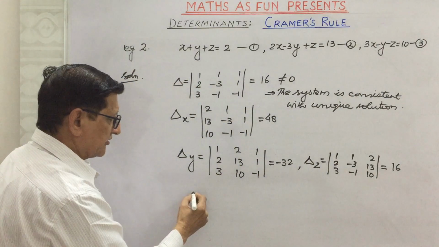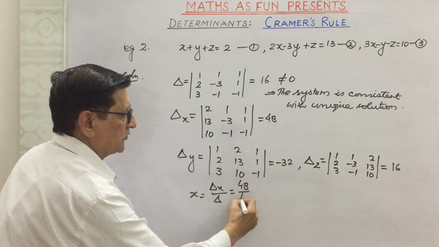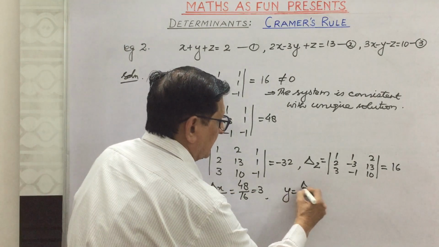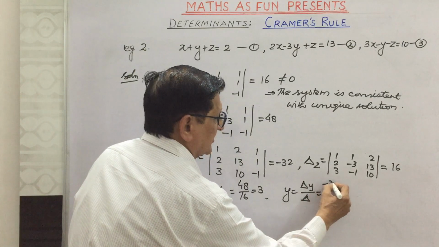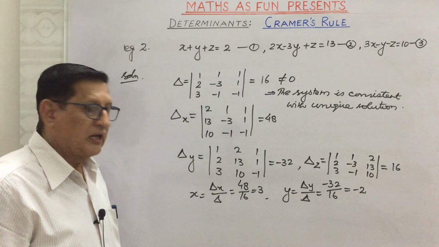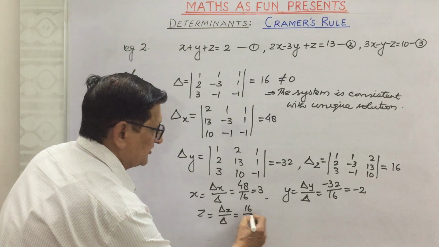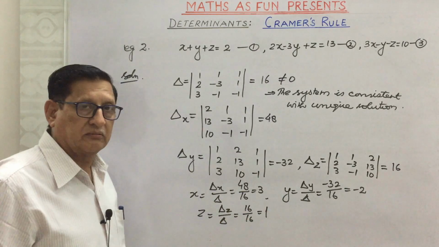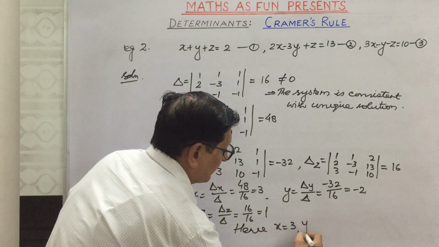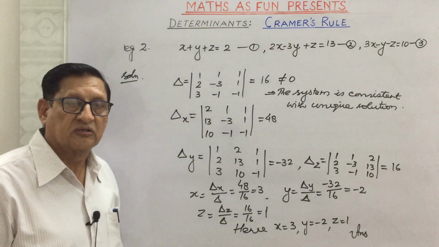And the unique solution here is x equal to delta x upon delta. Here it comes as 48 upon 16, which is 3. Y equal to delta y upon delta, and here it comes as minus 32 upon 16, that is minus 2. And z comes as delta z upon delta, that is 16 upon 16 is equal to 1. And hence we get the solution as x is equal to 3, y equal to minus 2, z equal to 1. This is the answer to this problem.